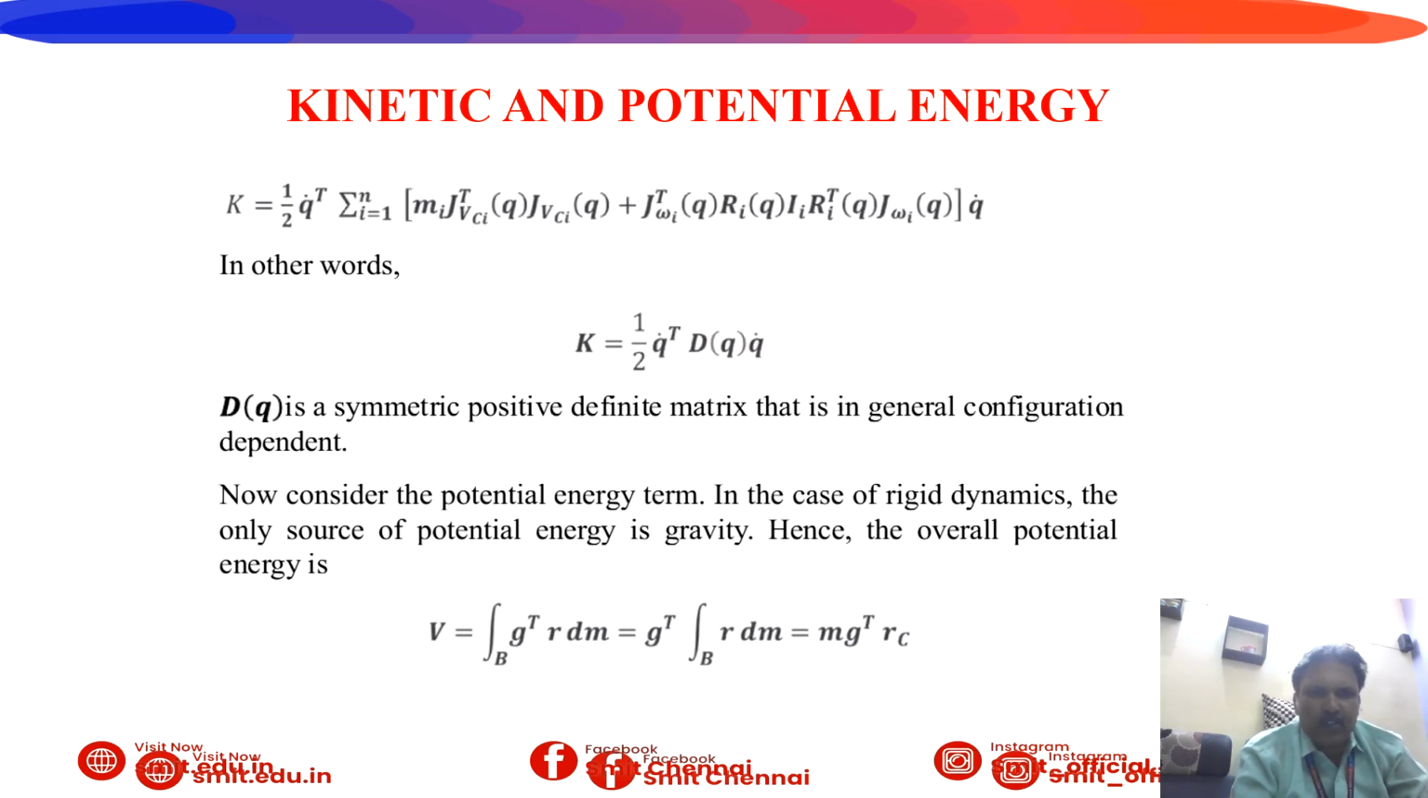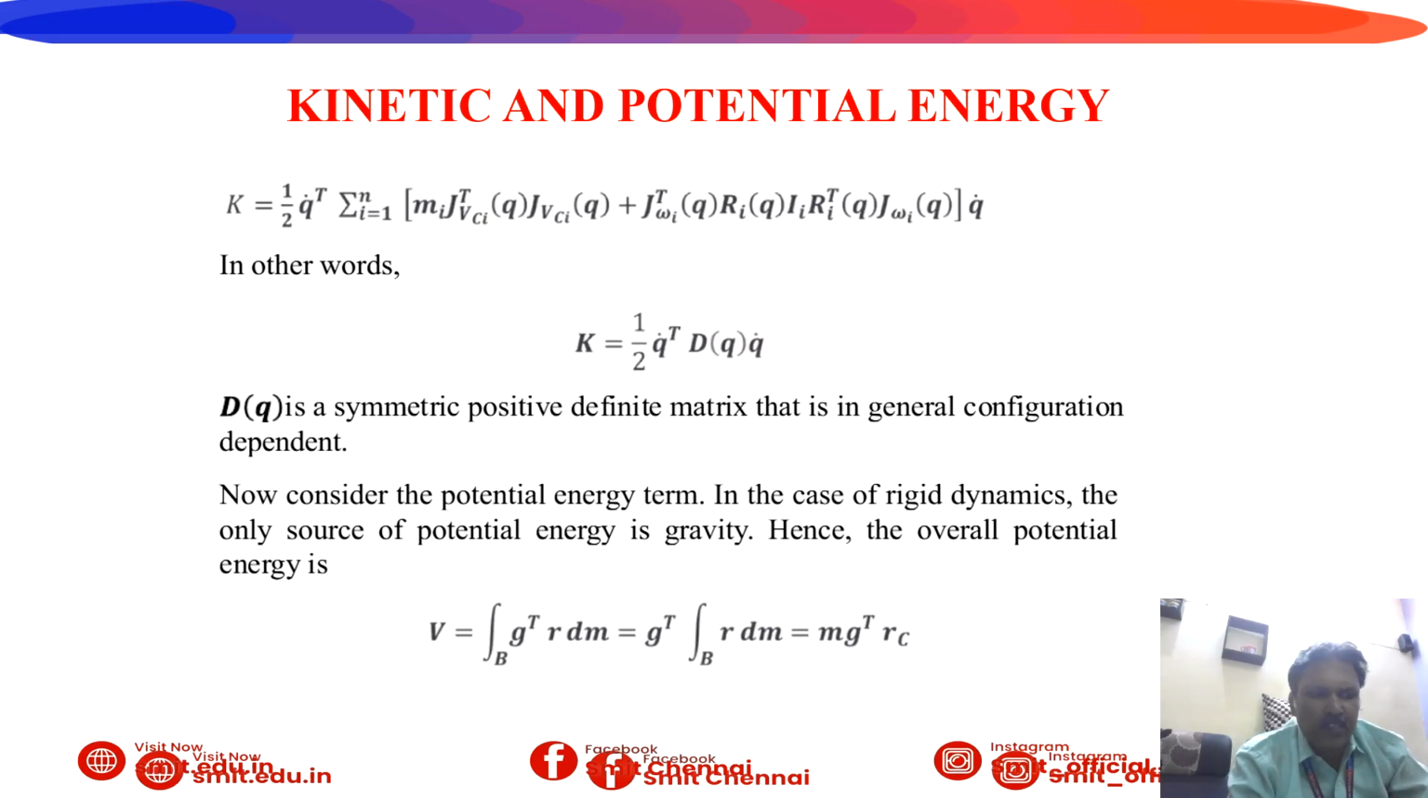Again we can write this expression as K equal to half q dot transpose summation of i equal to 1 to n. Then inside the bracket we have a lengthy expression: m_i J_vci(q) transpose J_vci(q) plus J_omega i(q) transpose R_i(q) I_i R_i transpose(q) J_omega i(q), and outside the bracket it is q dot. In other ways you can write K equal to half q dot transpose D(q) q dot. D of q is the symmetric positive definite matrix that is, in the general case, configuration dependent.